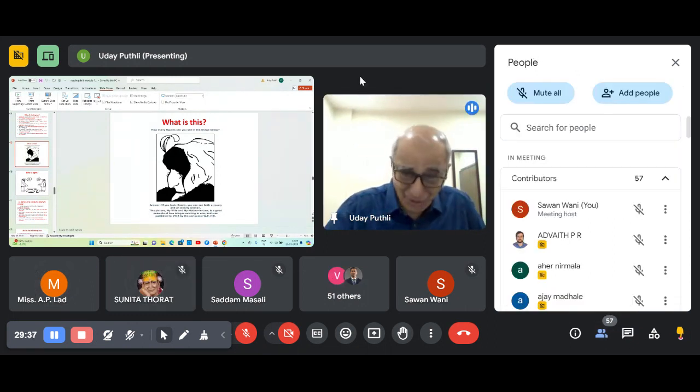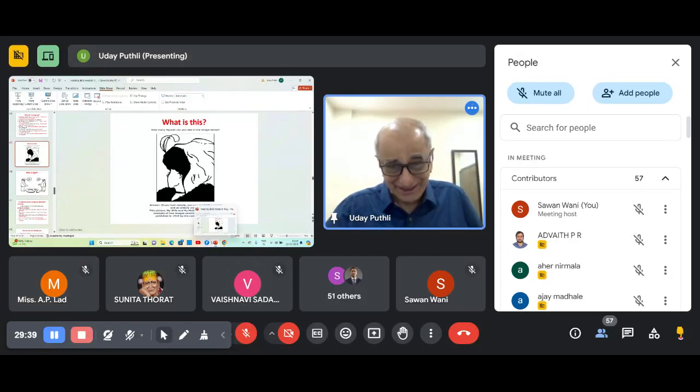Okay. Now, I will show you the old lady. The old lady, if you see, this is the old lady's chin. She's a buddhi. This is her chin. This is her mouth. This is her nose. And, one minute.